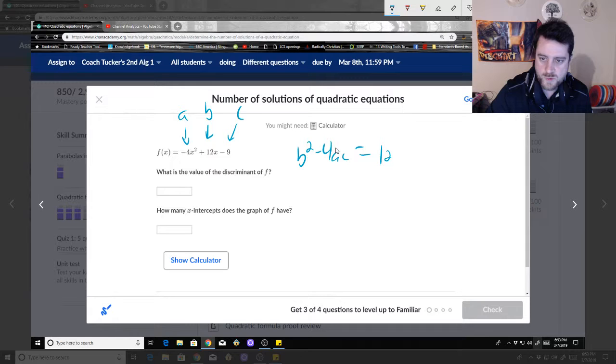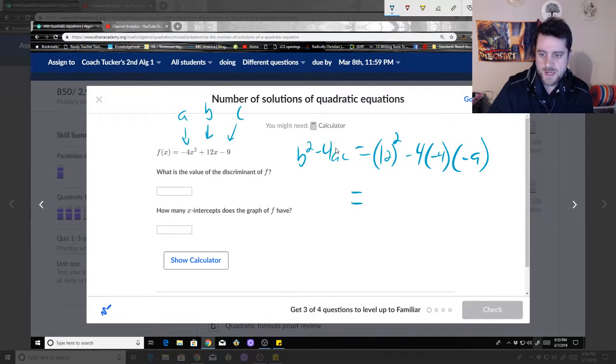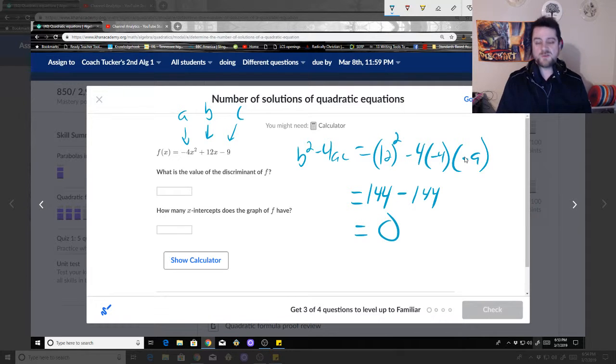So b squared is 12 squared minus 4 times a, which is negative 4, times c, which is negative 9. So I like to take care of my signs first. Negative times a negative is a positive, times a negative is another negative. So I know I have a minus sign in between. So that's 144 minus a number, okay? So 144 minus 4 times 4 times 9. Well, that happens to be 144. So what's 144 minus 144? 0.